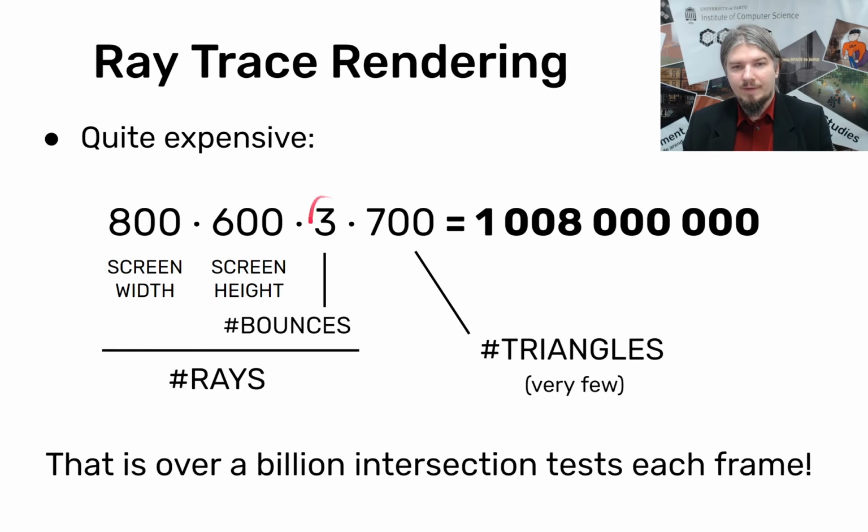So let's say that for every ray we shoot 3 more rays, or actually that would be 2 more rays including the ray itself. And let's say that our scene consists of 700 triangles. This is very few. In reality, the scenes are much more complex with a lot more triangles. So now we have this number of rays that we need to calculate every frame, and we need to calculate the intersection tests between all of these rays and all of these triangles. So this is going to be over 1 billion tests every frame. And that is why ray tracing is usually very expensive.